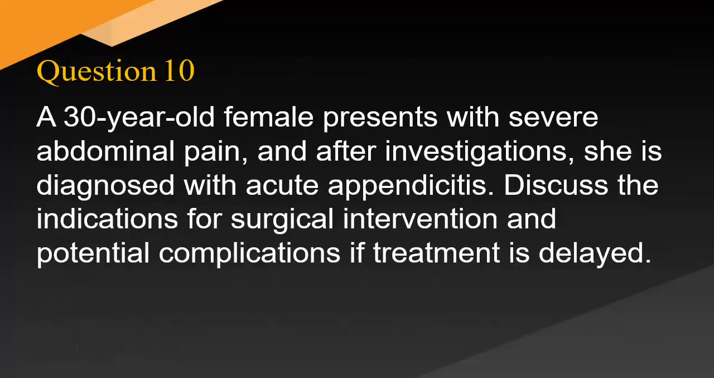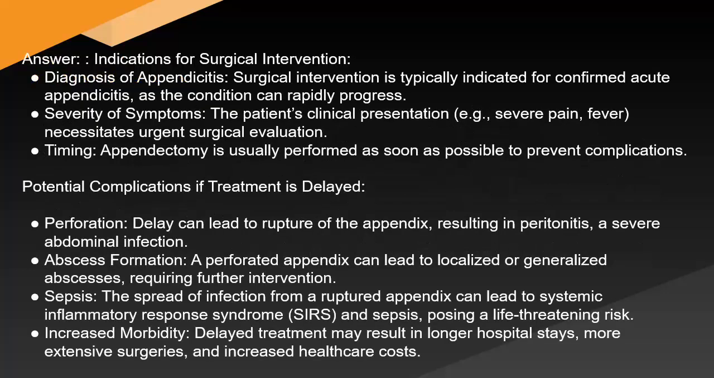A 30-year-old female presents with severe abdominal pain, and after investigations, she is diagnosed with acute appendicitis. Discuss the indications for surgical intervention and potential complications if treatment is delayed. Answer: Indications for surgical intervention: diagnosis of appendicitis. Surgical intervention is typically indicated for confirmed acute appendicitis as the condition can rapidly progress.